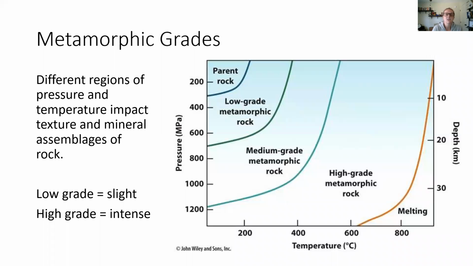Right, we're going to end this lesson talking more about metamorphic grades and prograde metamorphism. Different regions of pressure and temperature impact the texture and mineral assemblages of rocks in different ways. In other words, you add just a little bit of temperature and pressure, you get low grade rock. Add more and more heat and pressure, you get a high grade metamorphic rock up until the point of melting. Okay? And different index minerals are created. They're most stable in these different temperature pressure zones.